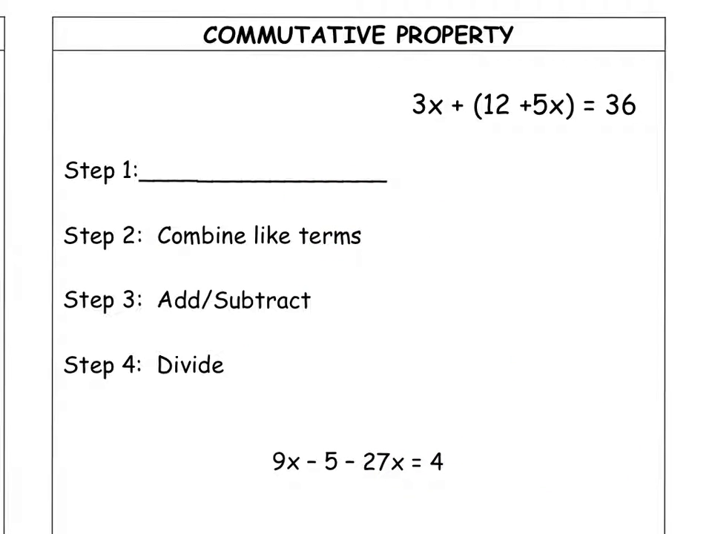We're going to continue with multi-step equations, but this time you're going to see the commutative property. So the very first thing we've got to do is commute so we can move our like terms together. Okay, which means if you're commuting, you are moving your terms that match, that have the exact same variable and exponent. So I'm moving 5x to the middle and writing 12 last.